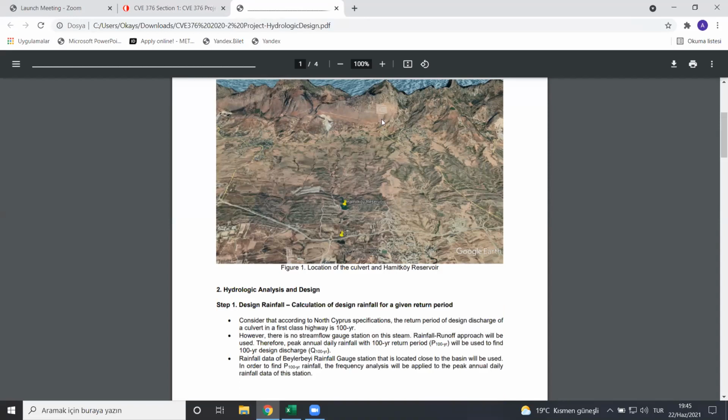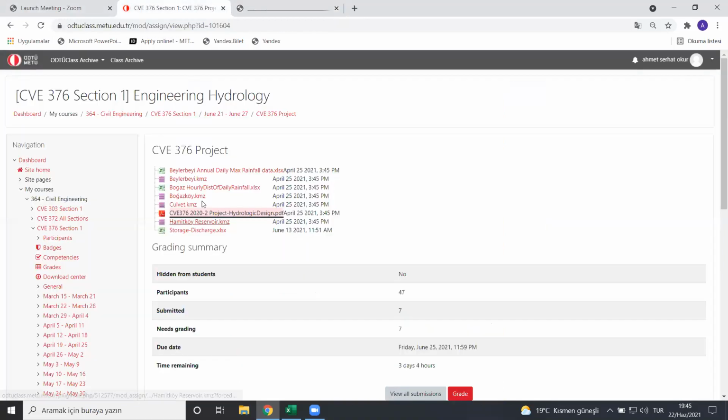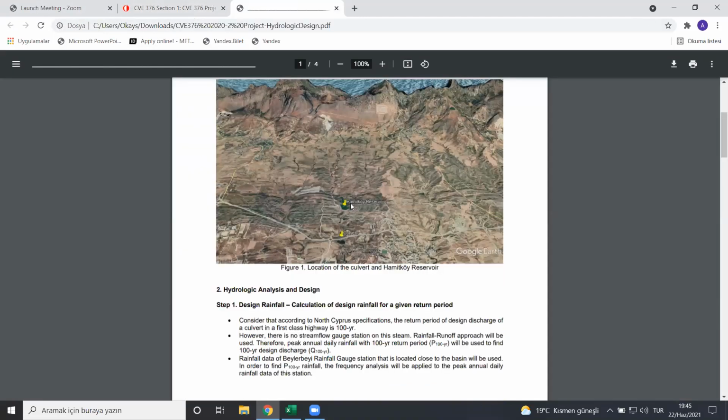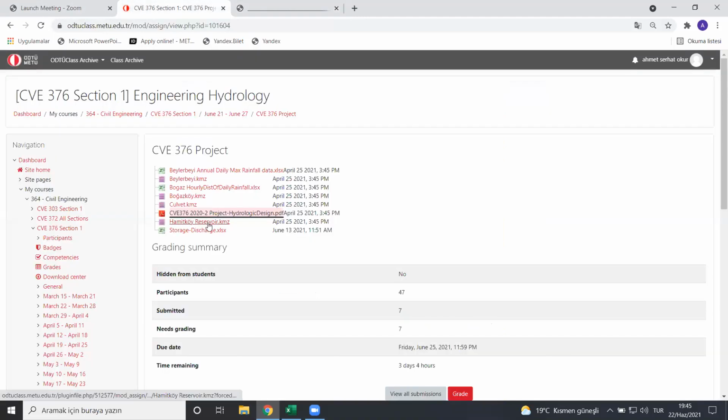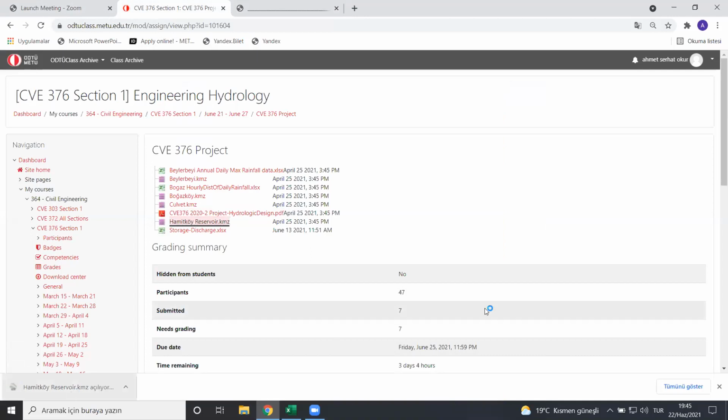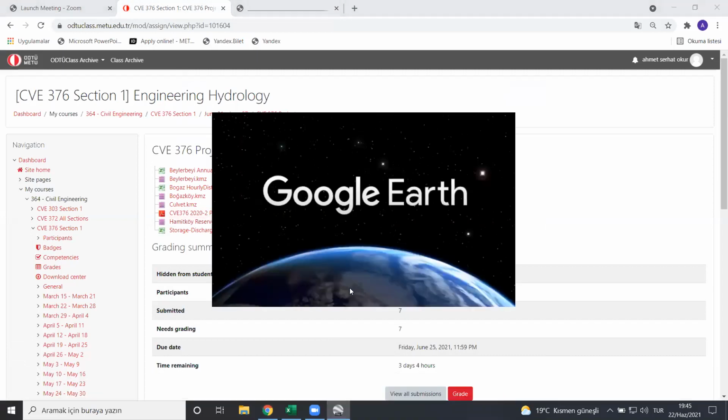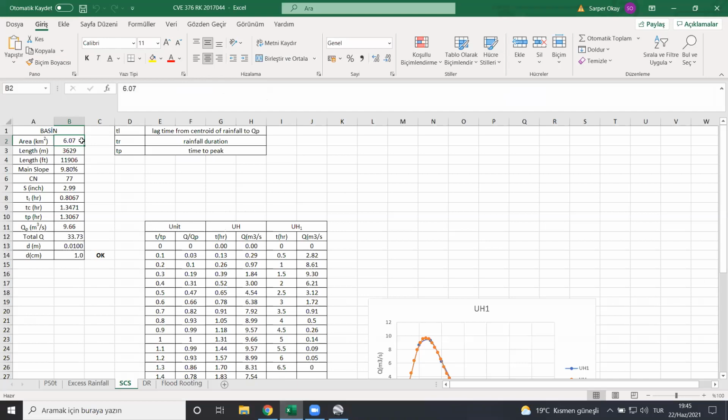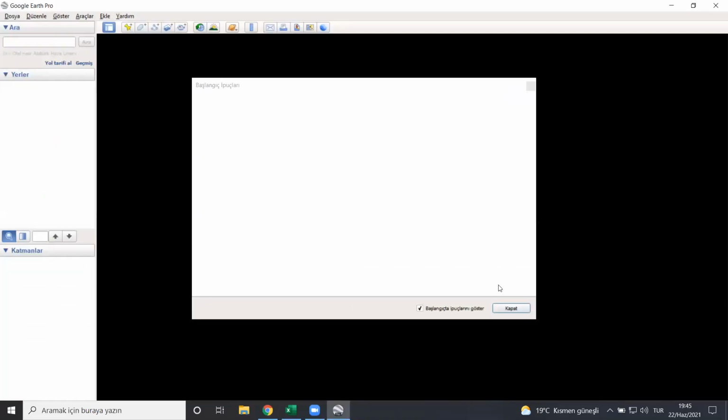You can recognize it from this Cypress flag, if it is complicated to find. So it is, what's the name? Hamitköy. So I'm going to download this one, Hamitköy Reservoir, from Google Earth, because you need to get those areas from Google Earth. So you cannot do these before you get them from Google Earth.